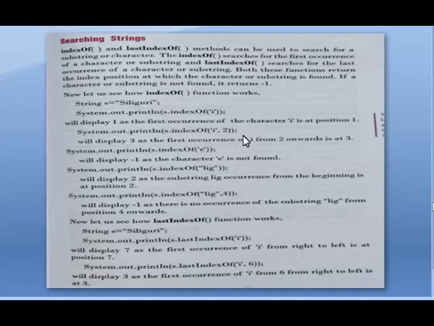So for example, String s equal to "Siliguri". System.out.println(s.indexOf('i')). So we have to write the index of i in the starting position. So it is 0, 1, so its position is 1. If you write like this, s.indexOf('i', 2), the second time i comes, it will give the index of that i, that is 0, 1, 2, 3. The answer is 3. So that is how the indexOf and lastIndexOf functions will work.